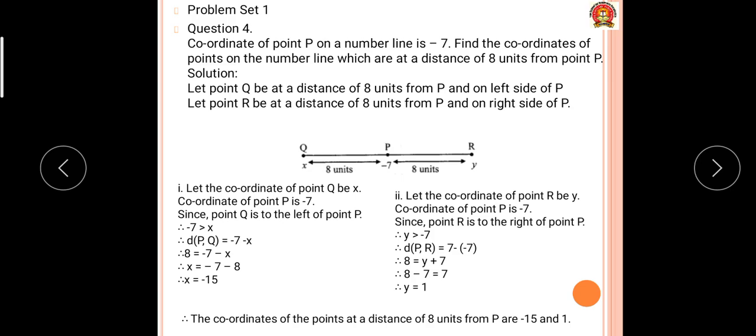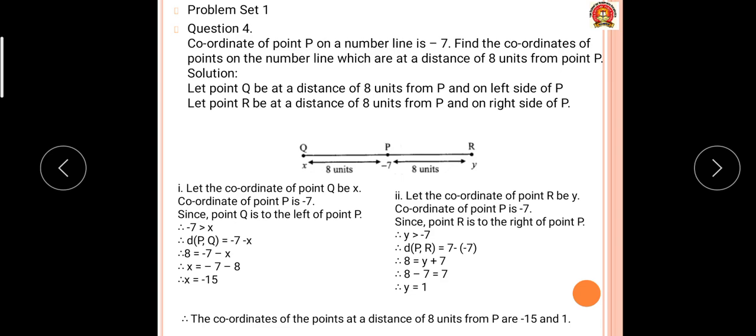solved these questions. Now in question number 4, the coordinate of point P on a number line is -7. Find the coordinates of the points on the number line which are at a distance of 8 units from point P. Listen, very simple. Let point Q be at a distance of 8 units from point P on the left side, and on the right side also there is point R, which is at a distance of 8 units from point P.